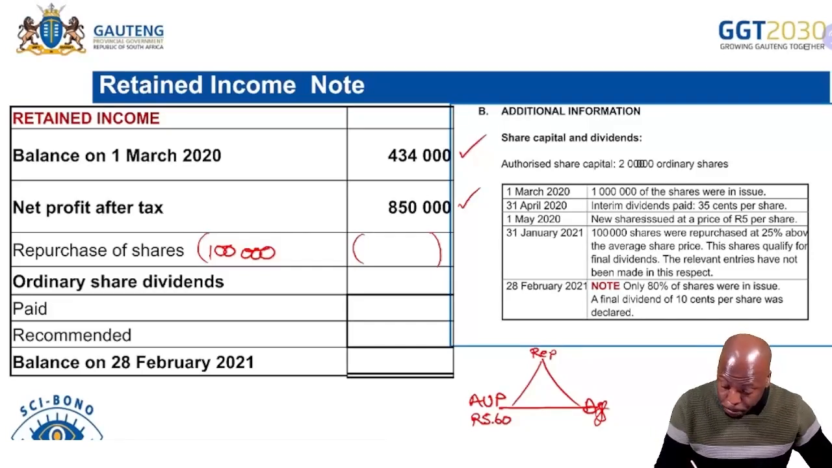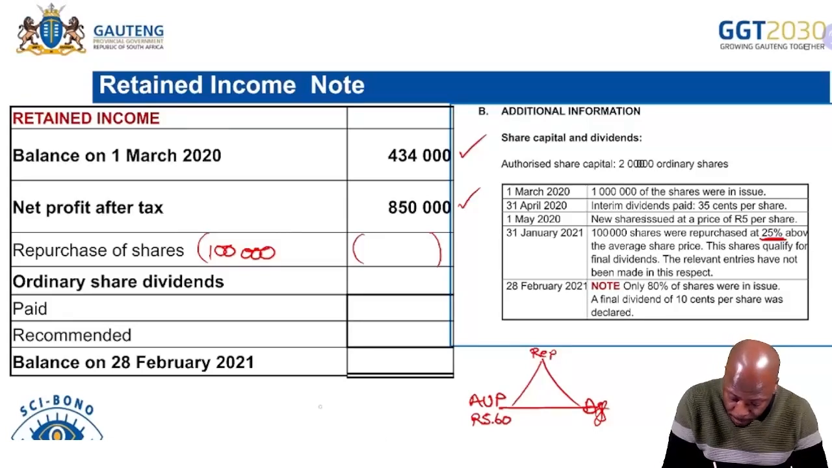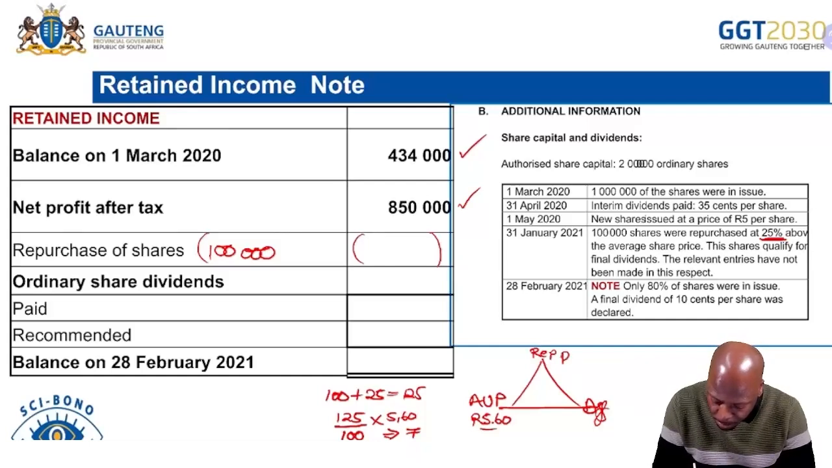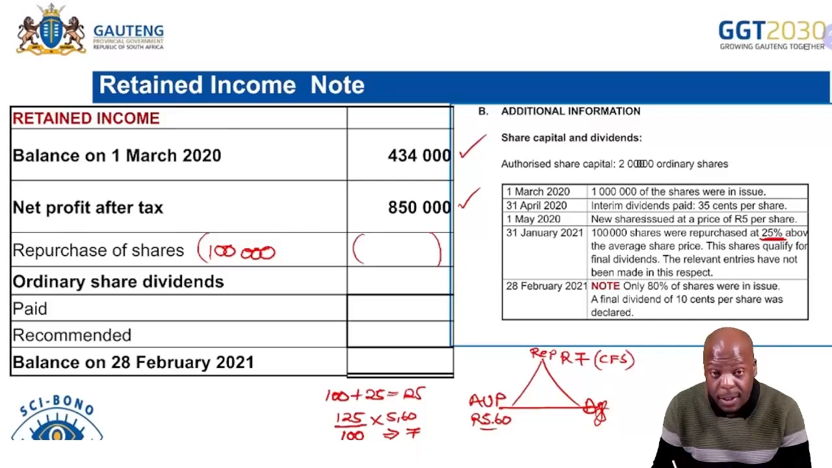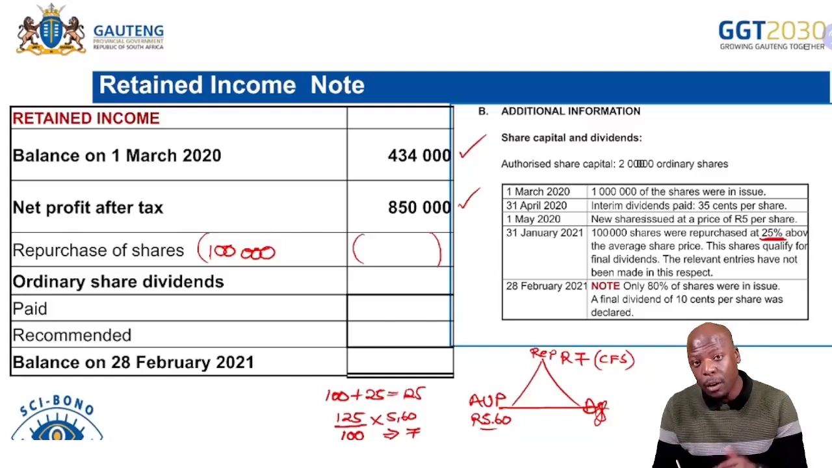The repurchase amount, if you remember, we are told that we repurchased at 25% above the average price. Are you still with me? So that simply means the repurchase price is going to be 100 plus the 25% above, which gives us 125. All right. So what we want is the 125 over the 100, times the R5.60. If you do this, it should give you 7 Rand. And here it means my repurchase price is 7 Rand. Remember, this is what we use when we prepare the cash flow statement, under our financing activities, on the repurchase of shares.